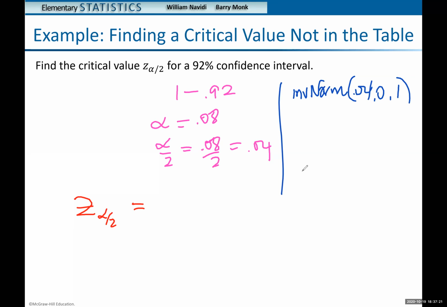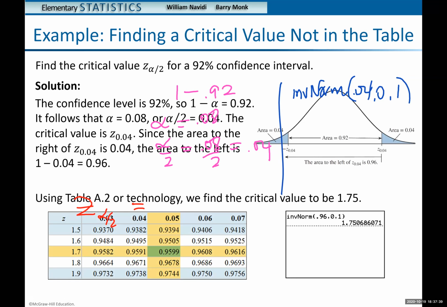What is the answer? Next. Negative 0.75. Yes, minus negative 1.70. Yes, that's correct. Negative 1.75. All right, so here, you have on the left side negative 1.75, and on the right side 1.75. You got this, right?